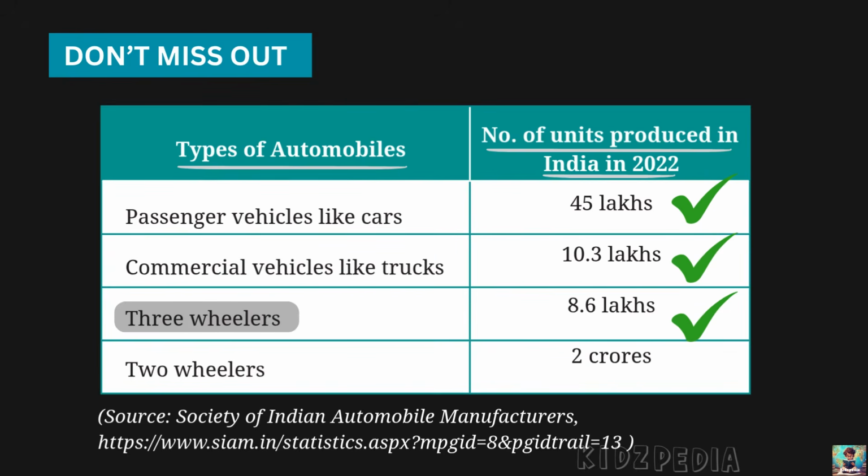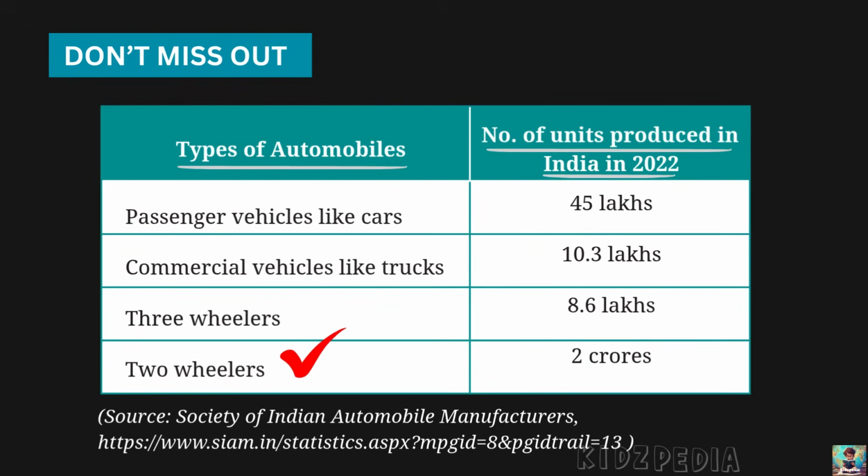Three-wheelers. 8.6 lakh three-wheelers were made. These are often used as auto rickshaws for short distance travel. Two-wheelers like bikes and scooters. 2 crore two-wheelers were made. These are very common and used by many people for daily travel. So this table shows that secondary activities like automobile manufacturing are very important because they produce large numbers of goods that people use in everyday life.